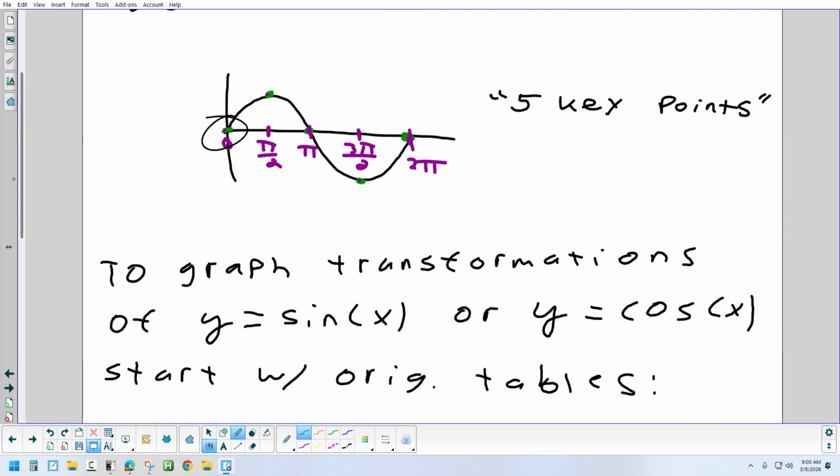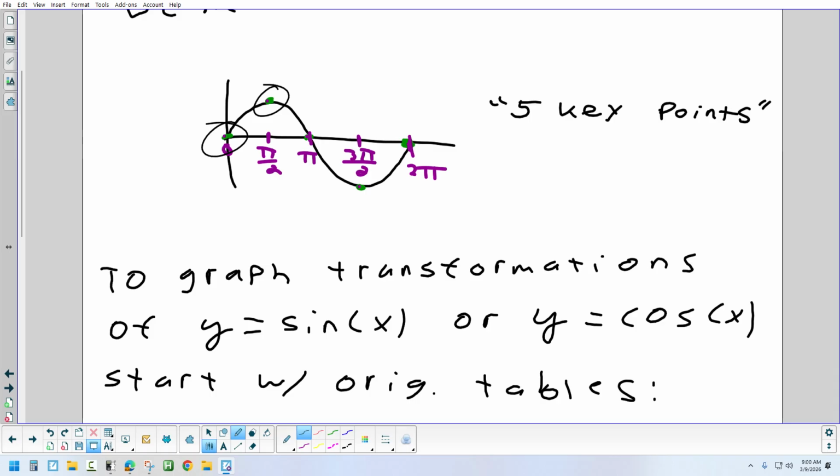How about the coordinate of this next point? Pi over 2. So how far to the right do you go? Pi over 2. And how far up? 1. So what would that coordinate be? Pi over 2, 1.